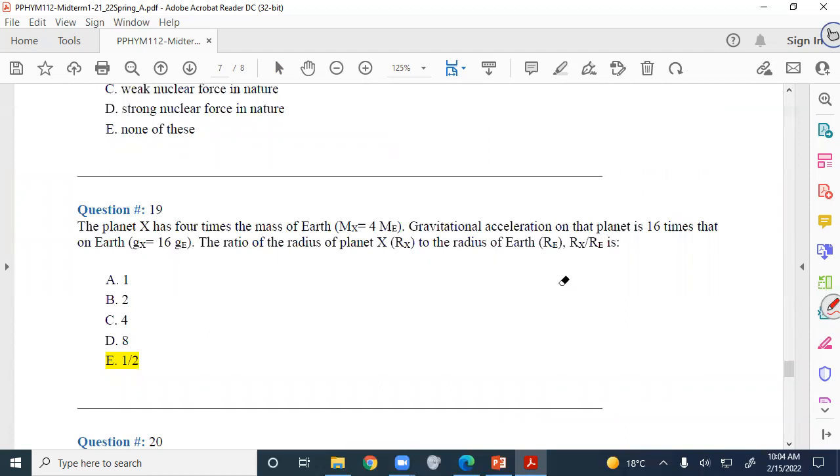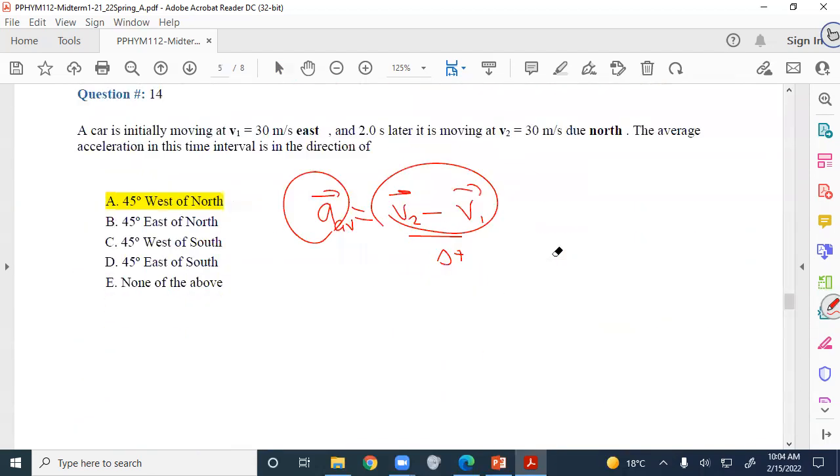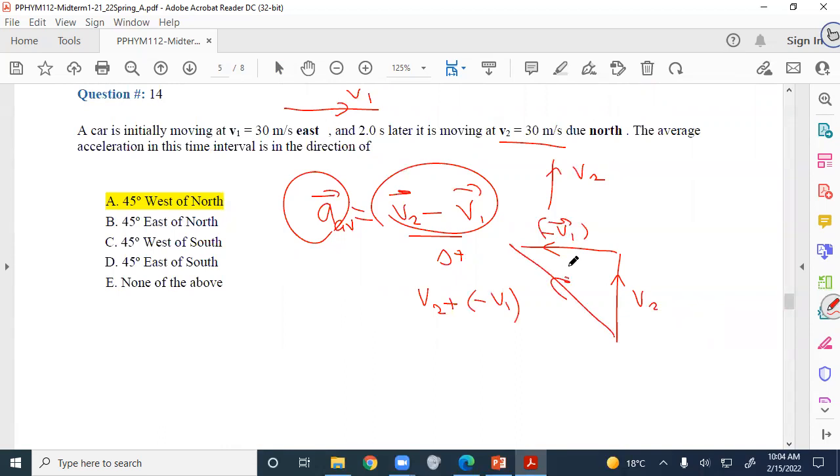This one? Okay, direction. Let me show you quickly. V1 is this, right? And V2 is this. So you need V2 minus V1, which is V2 plus minus V1. So this is V2. This is plus V1, so minus V1 will be this. Therefore, V2 plus minus V1 will be this. We've been telling you this; it's not the first time.